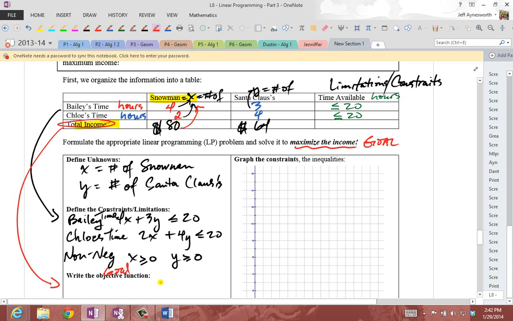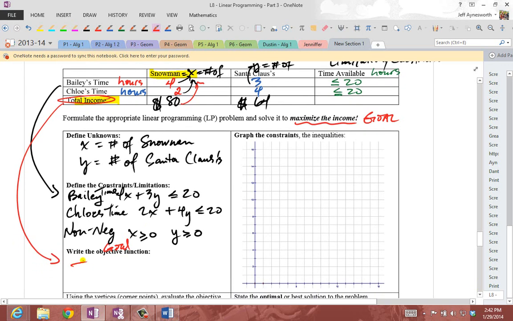So 80x, this is going to be an income function here, I for income, and that's going to be equal to 80 times how many we're making, x, dollar sign here, it's money, plus 64 times how many Santa Claus we're making, which is y. So 64 times y here. We want to maximize this. We want to get as much money as possible, so we want to maximize.